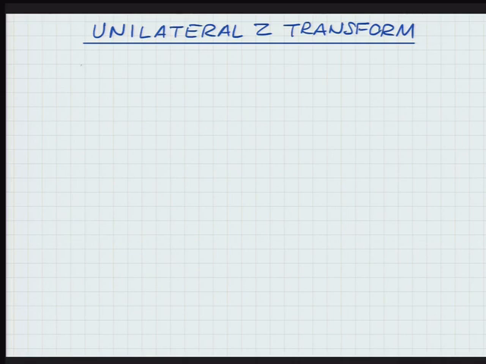So again, to distinguish from the usual Z transform, I'm going to try and use this curly X. I'll try my best artwork, but make sure you don't confuse it with the straight X. All right, and then the big difference is that the sum now goes from 0 to infinity rather than going from negative infinity to infinity. That's the only difference. Everything else is the same.